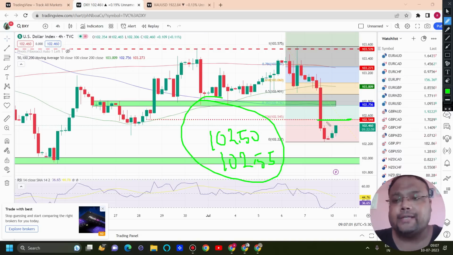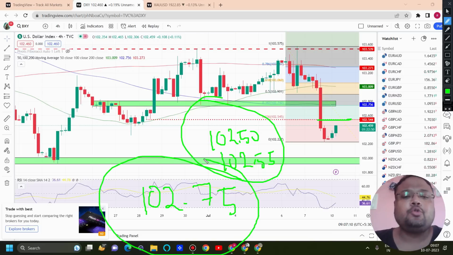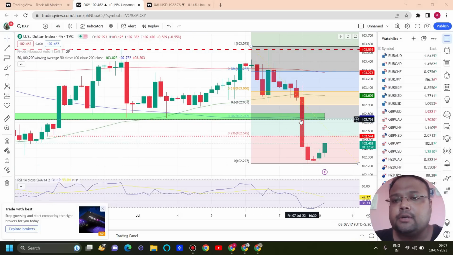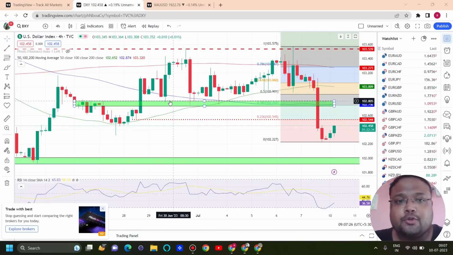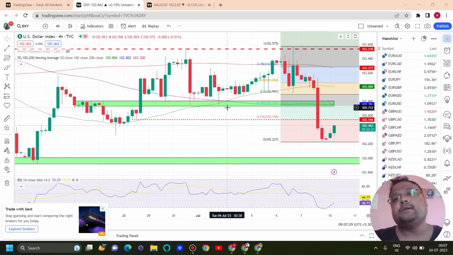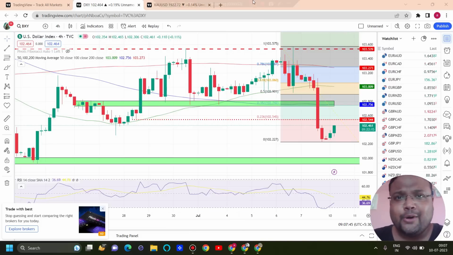In case market breaks this level of 102.50, then the next level to watch out for will be 102.75. Around 102.75 we have the second resistance for DXY, or dollar index, because of the FIBO 38.2% retracement level, along with the 100 moving average around this area. In addition, this was the previous support, so previous support will also be acting as resistance here. So 102.75 to 102.80 will be a big level for DXY if DXY succeeds in breaking the level of 102.50 right now. So enough talk about DXY.